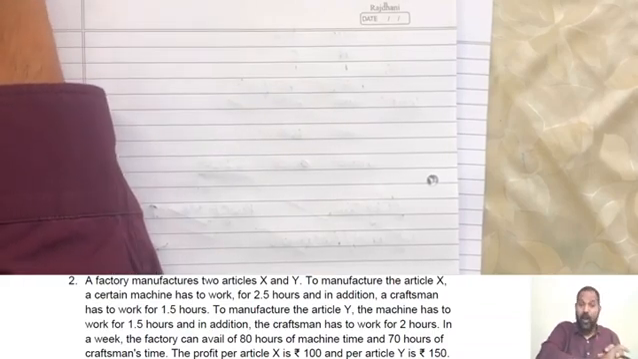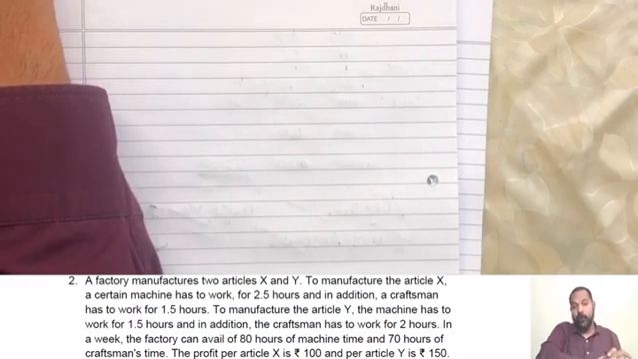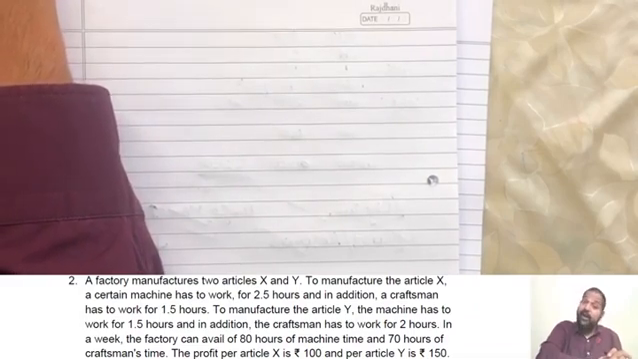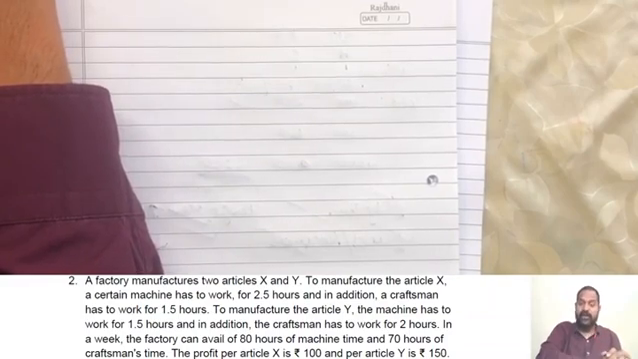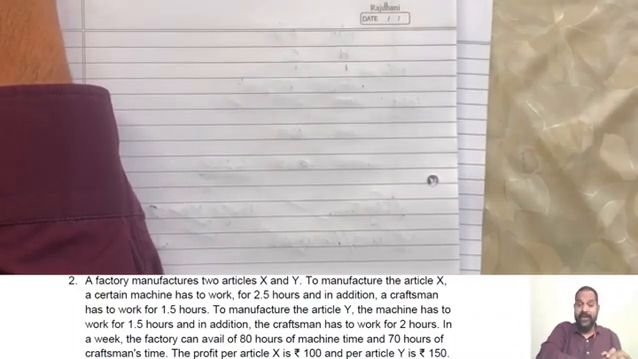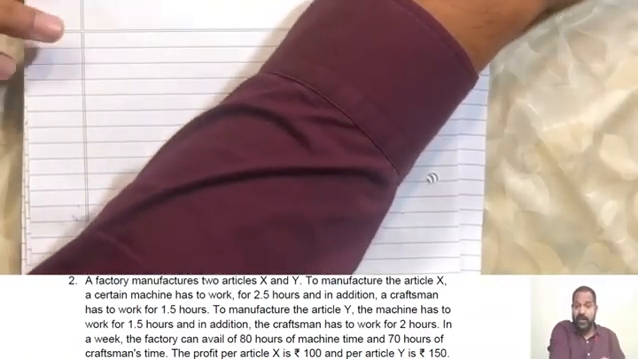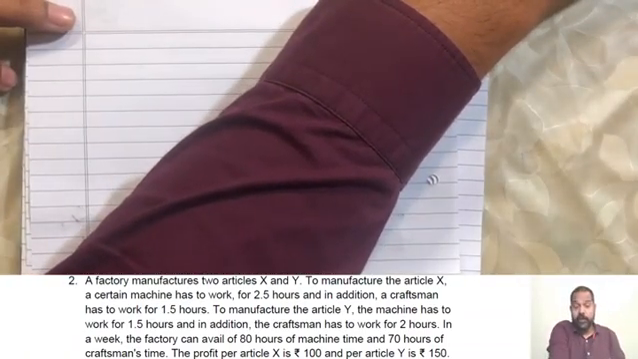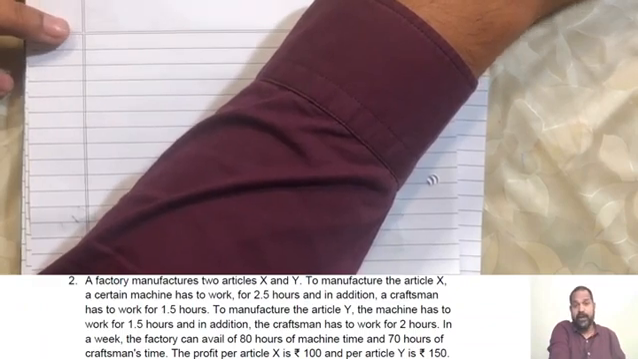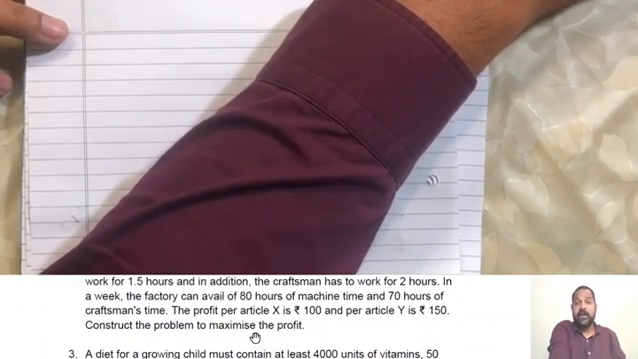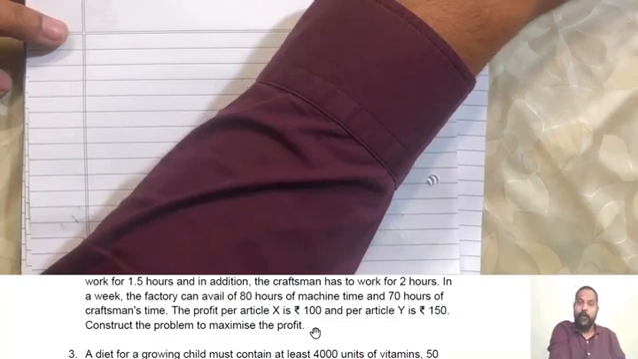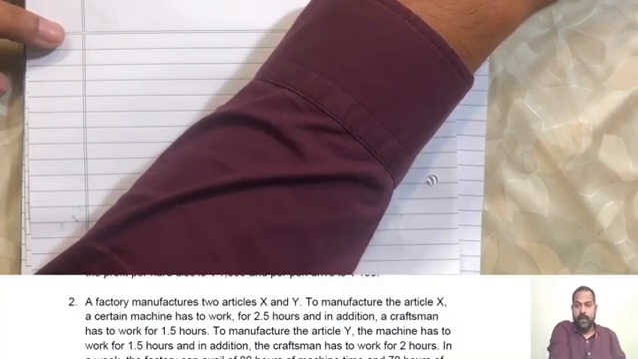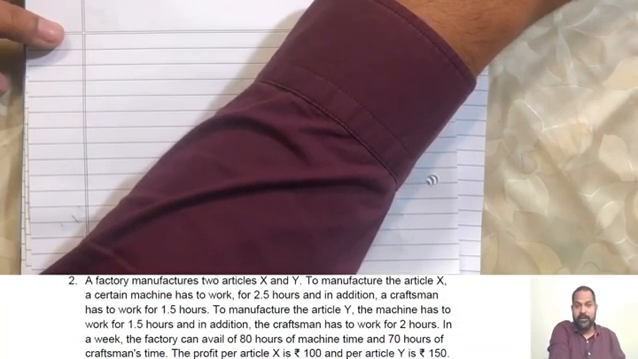To manufacture article Y, the machine has to work for 1.5 hours. And in addition, a craftsman has to work for 2 hours. In a week, a factory can avail 80 hours of machine time and 70 hours of craftsman time. The profit per article X is 100 and per article Y is 150. Construct the problem to maximize profit. Okay. They're asking you to construct a problem to maximize profit.